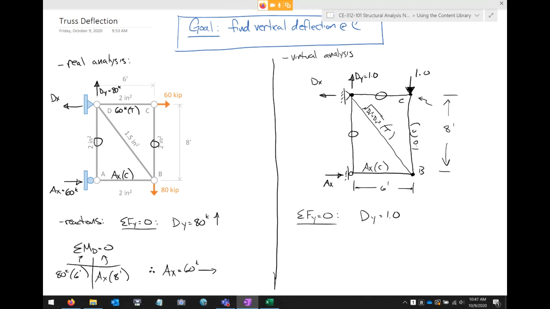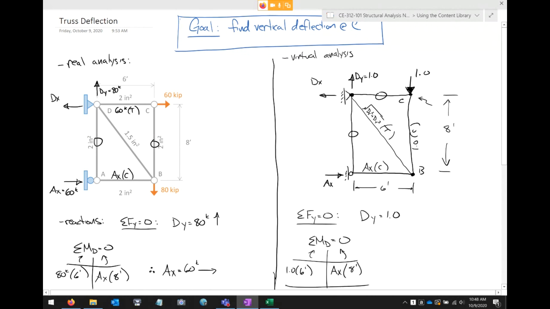All right. Let me see if I can knock out this truss real quick. I'm going to sum moments at D just like we did before. If I sum moments at D, I've got this single unit load at a distance of 6 feet, and that has to be counteracted by AX at a moment arm of 8 feet.